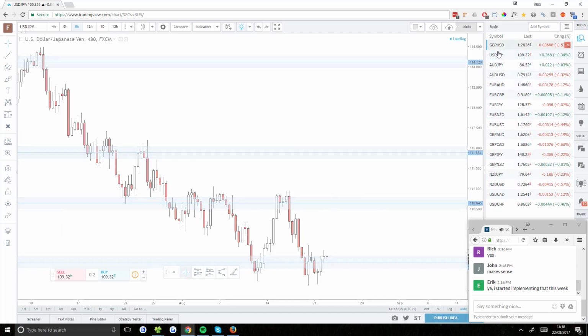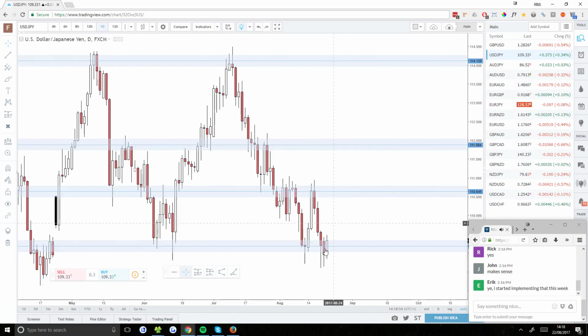We have GBPUSD and USDJPY, those two. Neither of these look like particularly great setups. Very likely I'm not going to trade them, but let's monitor them anyway and see how they play out. USDJPY, I took a quick look at it yesterday and I completely said no, but on the daily, depending on how it develops, I might be somewhat interested.